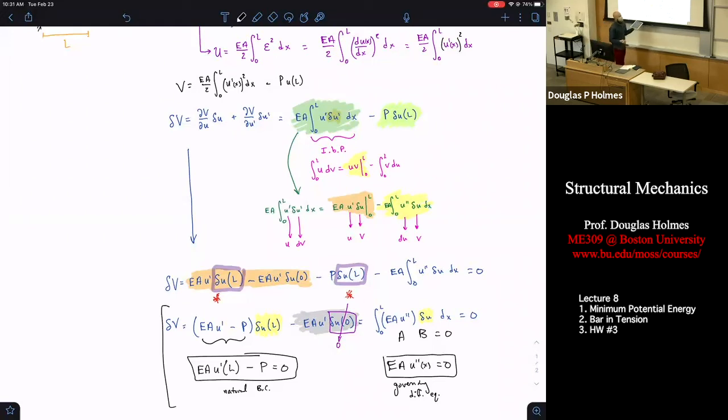We don't even need Mathematica to solve this equation, right? So we have EA times u double prime is equal to 0. Well, that means we can even ditch the EA. So our equation becomes u double prime of x equals 0. We can just integrate that twice. We're going to get u of x is equal to constant 1 times x plus constant 2, right?